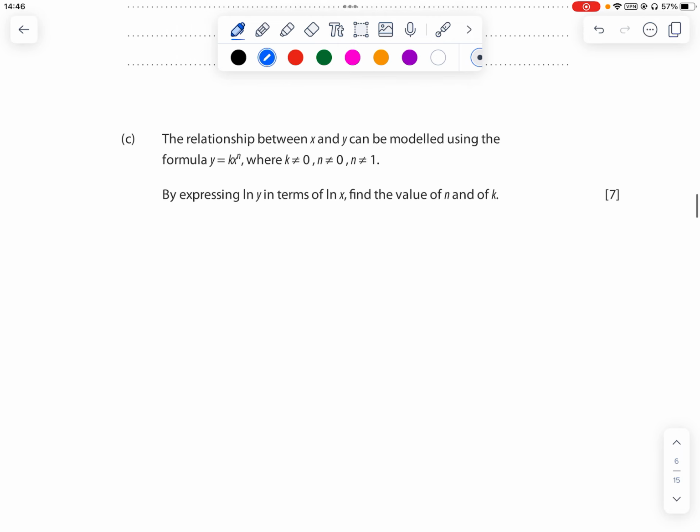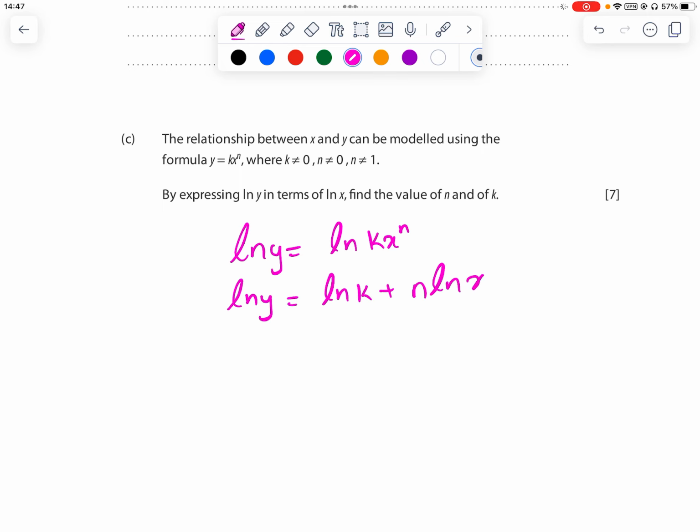The relationship between x and y can be modeled as y equals kx to the power of n. By expressing ln y in terms of ln x, find the values of n and k. So applying ln on both sides, it becomes ln y equals ln kx to the power of n. So what does that become? ln y equals ln k plus n ln x.